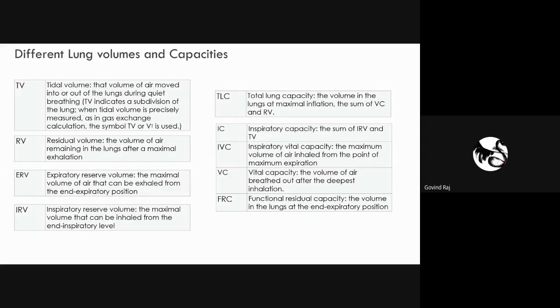So this air that cannot be used, or these spaces where the air gets locked, is known as dead spaces.